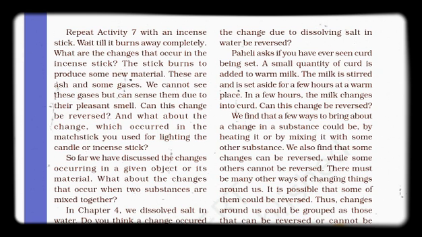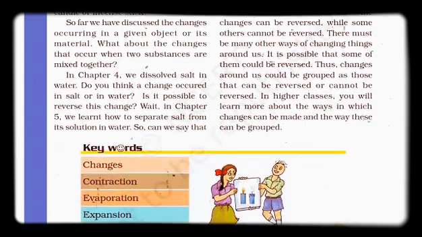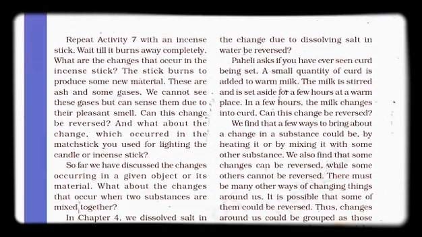So far we have discussed the changes occurring in a given object or its material. What about the changes that occur when two substances are mixed together? In chapter 4 we dissolve salt in water. Do you think a change occurred in salt or in water? It is possible to reverse this change. Wait. In chapter 5 we learned how to separate salt from its solution in water. So can we say that the change due to dissolving salt in water can be reversed?